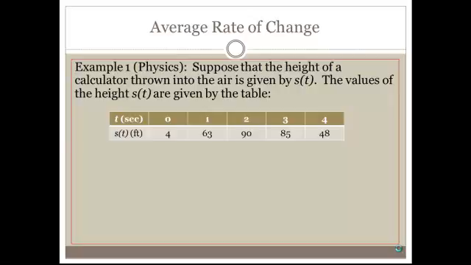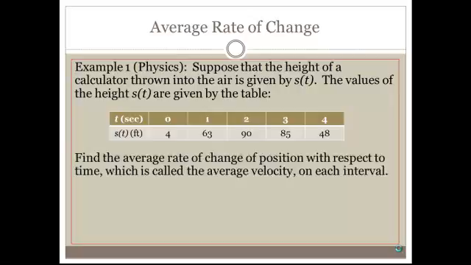Once we get to 3 seconds, it has started to make its way back down to 85 feet, and after 4 seconds, it is down to 48 feet. Let's find the average rate of change of position with respect to time, which is called the average velocity, on each interval.